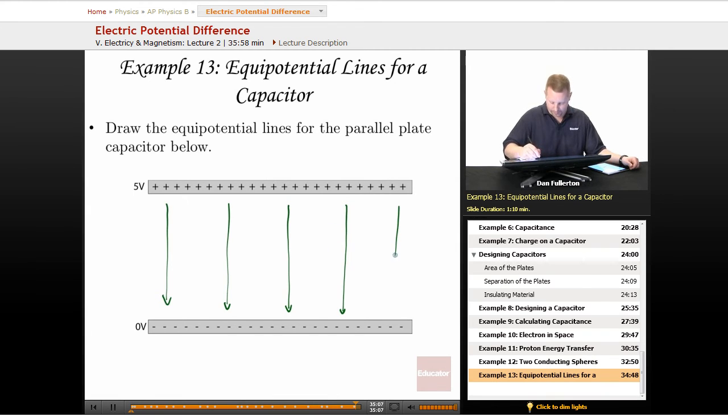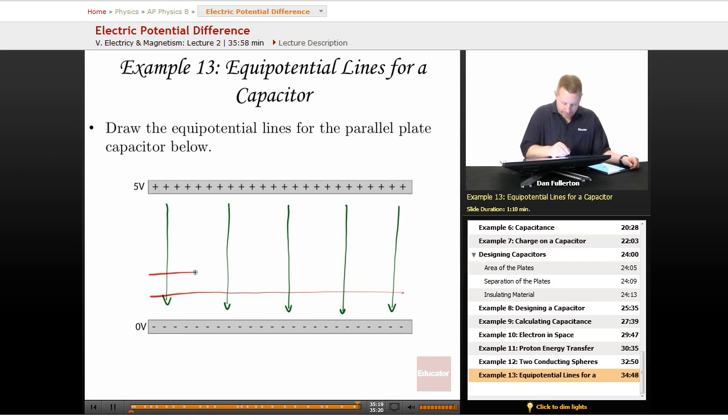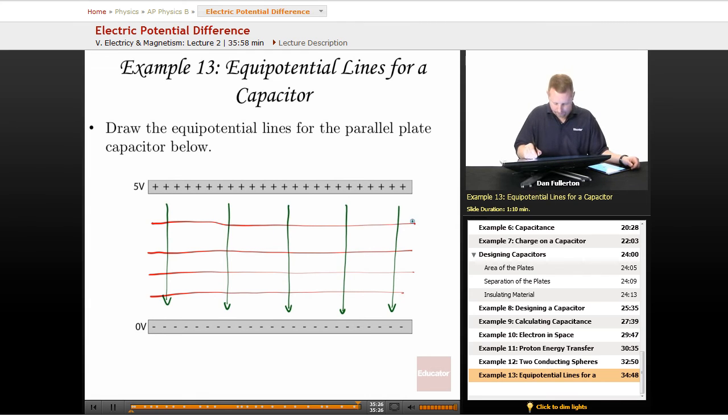Electric field is constant between those. And then we know that equipotentials are always crossing electric field lines perpendicularly at right angles. So I could draw my equipotentials that way. And if this is 0 volts, then it'll be maybe 1, 2, 3 volts, 4 volts, 5 volts.